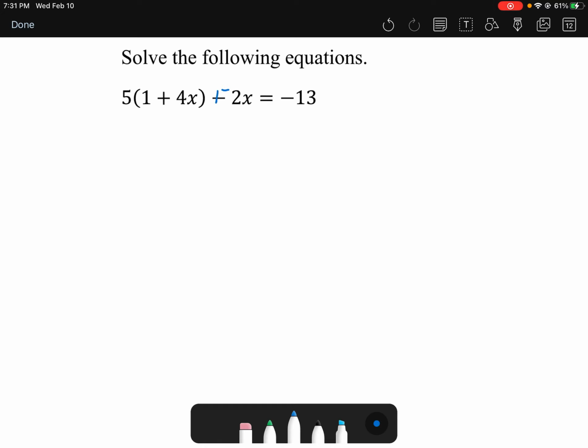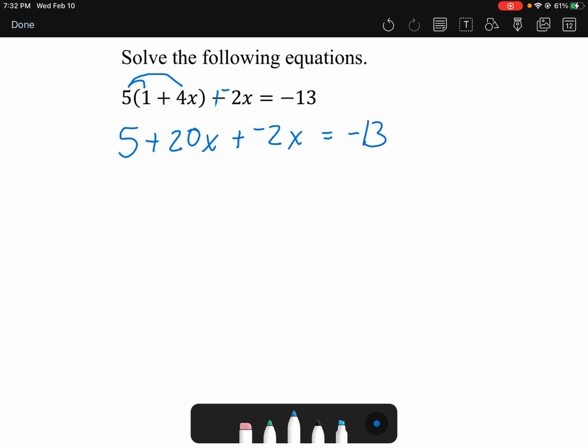Step 2 says to distribute. I'm going to take the 5 and multiply it by everything inside the parentheses. So 5 times 1 gives me 5, plus 5 times 4x, or 20x. Now I still have this stuff outside the parentheses, so I'm going to bring down the plus negative 2x. That's equal to negative 13.